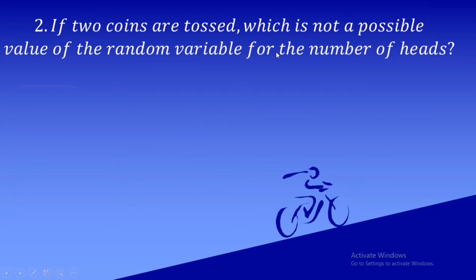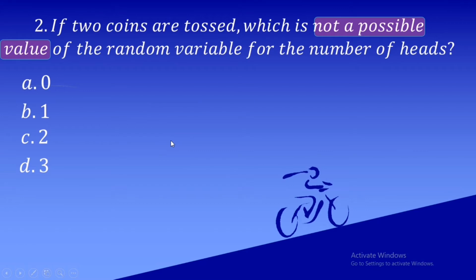Number 2, so if 2 coins are tossed, which is not a possible value of the random variable for the number of heads? A 0, B 1, C 2, D 3. So we are looking for the value which is not a possible value of the random variable for the number of heads. So let's make a tree diagram.